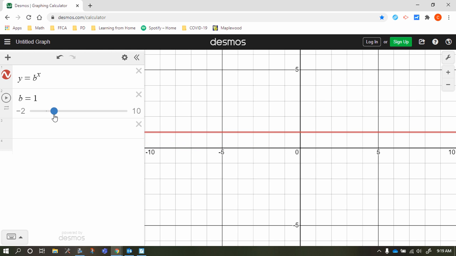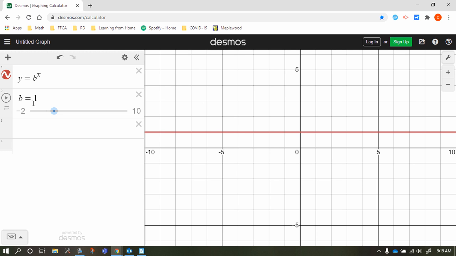Well, here I don't have a curve anymore. I just have a horizontal line. Why? Because 1 to any exponent is always equal to 1. So we would say this is not an exponential function. That's why we put on a limitation that the b value cannot equal 1, because then we have a linear function. We don't have an exponential function.